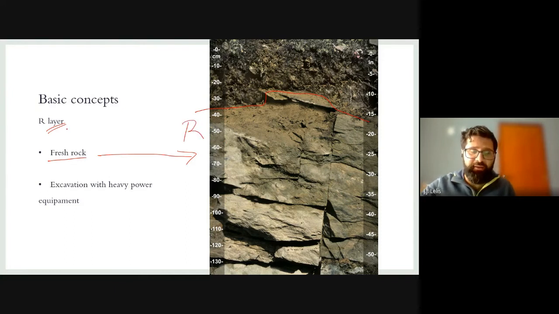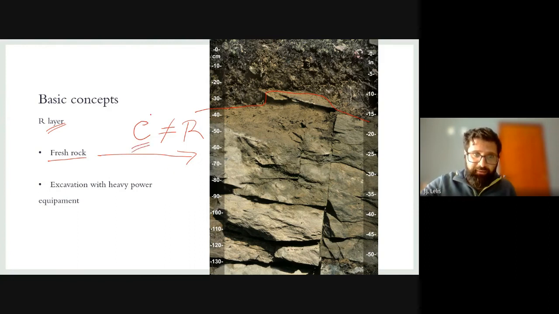The R layer is very hard to sample. We need to dig this with heavy power equipment. It's not easy. My knife doesn't make marks here. I need to put a lot of effort into breaking this so I can sample. And this is how I distinguish a C horizon from an R horizon.